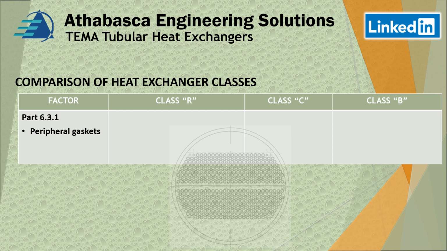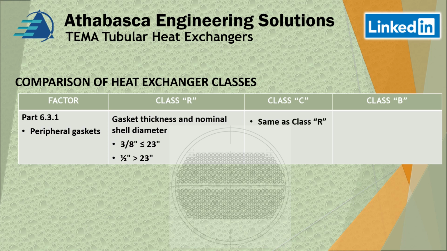6.1 peripheral gaskets. There are some differences in this section as well. The gasket thickness and nominal shell diameter must follow this equation. A gasket thickness of 3/8 of an inch is required for a nominal shell diameter equal to or less than 23 inches. The other rule is if you have a 24-inch or larger diameter, then a half-inch gasket is required.